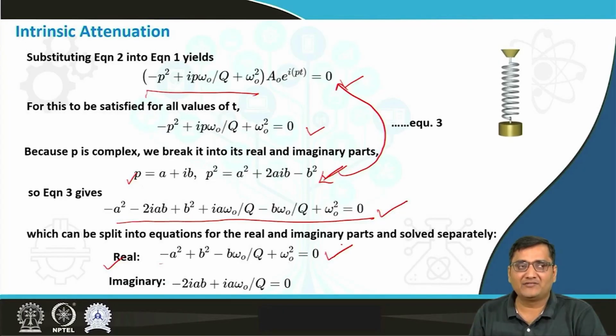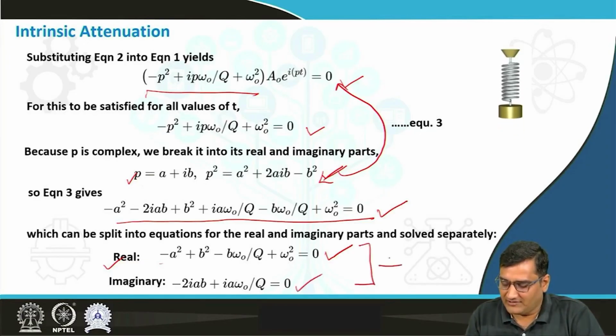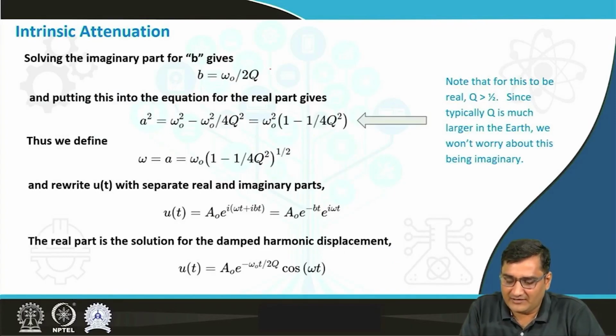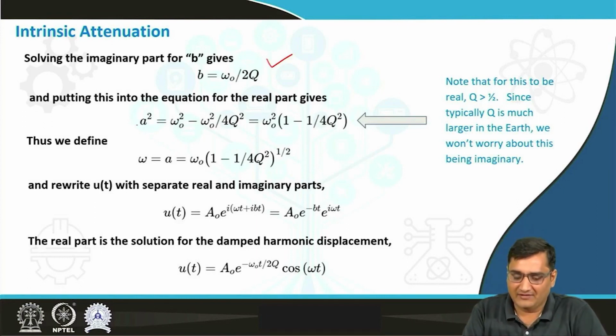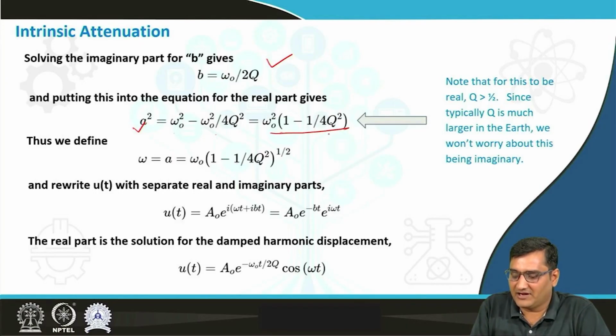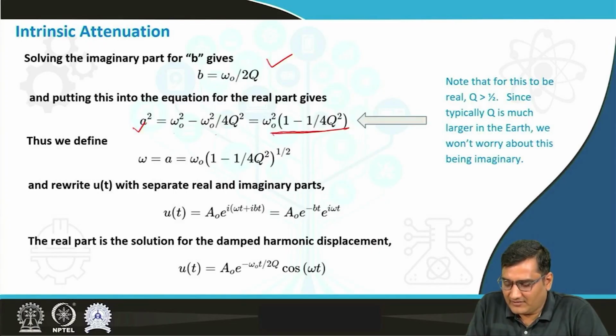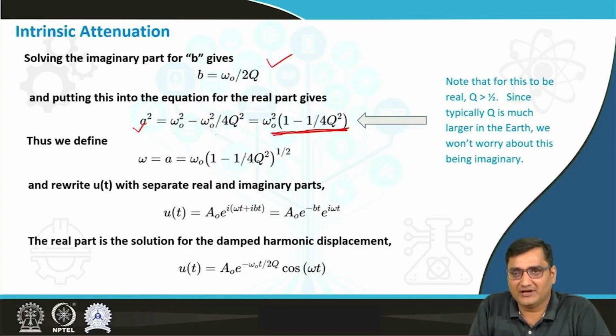And the imaginary part will be minus 2 iota ab plus iota a omega naught by q, that will also be equal to 0. When we solve both these equations, the value of b will be equal to omega naught by 2q, and the value of a will be equal to omega naught square minus omega naught square by 4q square, that will be equal to omega naught square in bracket 1 minus 1 by 4q square. And if you look at this particular expression here, if q is less than 1 by 2, then the value of a will become imaginary.